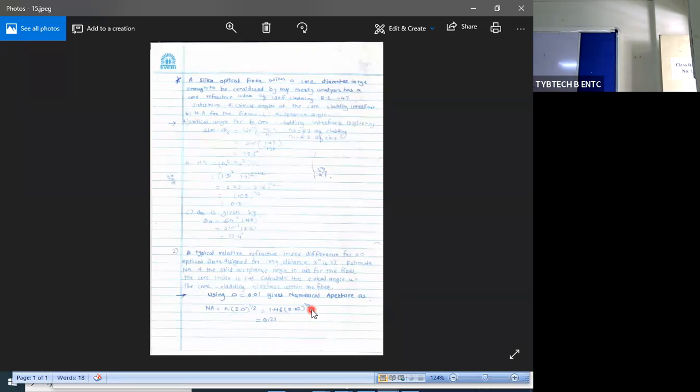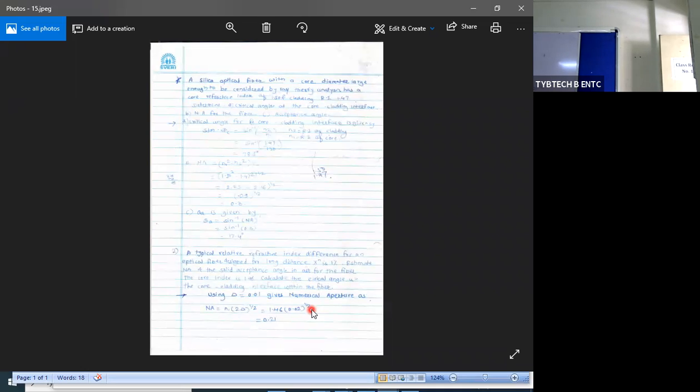Now it is asked to calculate the critical angle. What is the formula for critical angle? Critical angle is equal to sine inverse of N2 by N1. We know N1, but we have to calculate N2. So we will calculate N2.